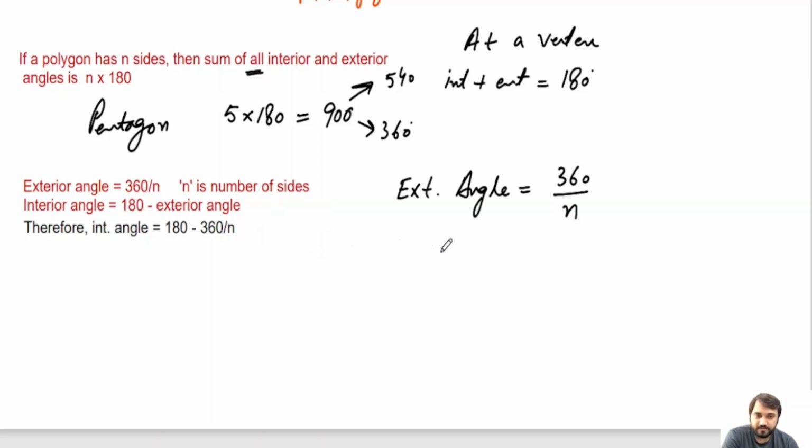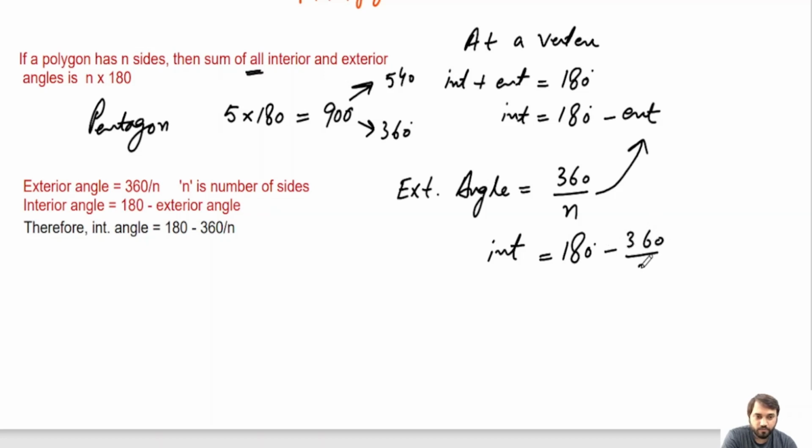Interior angle, from this equation, interior plus exterior, you can get the value of interior angle would be equal to 180 degree minus an exterior angle. Now put the value of exterior angle here, you will get a new formula for interior angle, that would be equal to 180 degree minus 360 degree over n. So these are the formulas. It will help you to solve any problems relating to this topic.